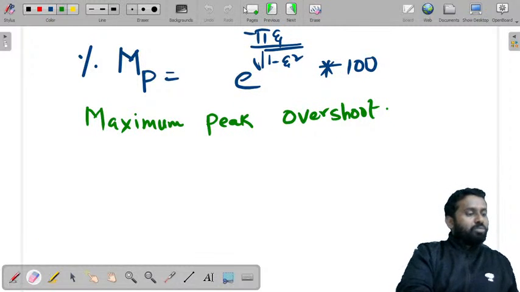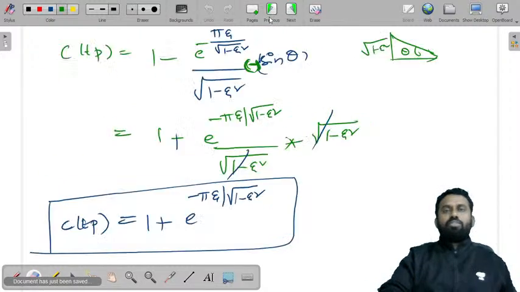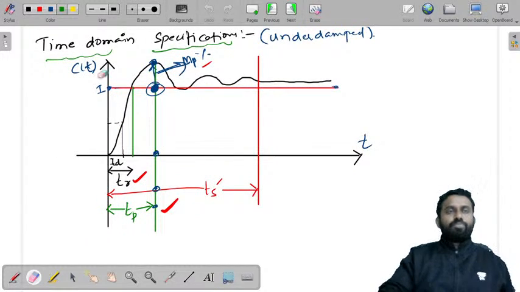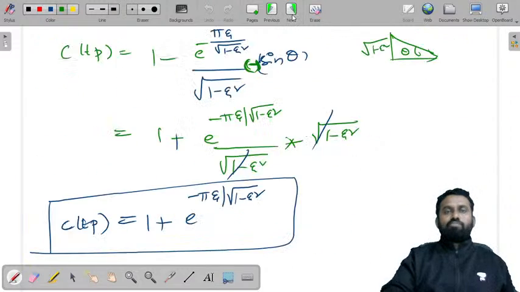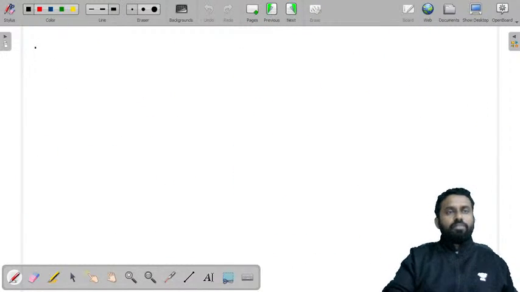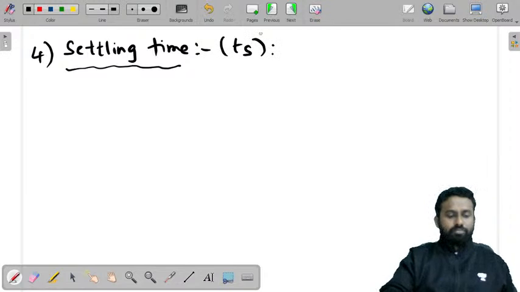Now let's look at one question. We also have one more thing to do, right? Settling time. We did not do that. So let's also do that. This settling time. So let's go and do that. Now just check it out. The fourth one, settling time. Settling time is denoted by TS.